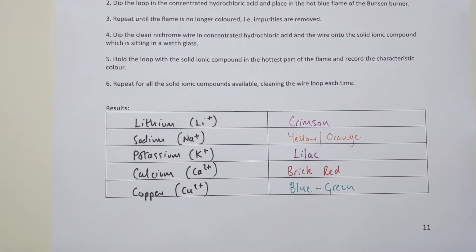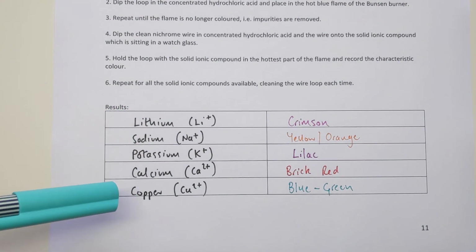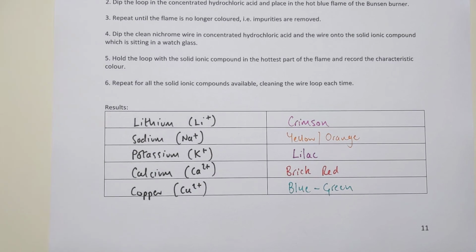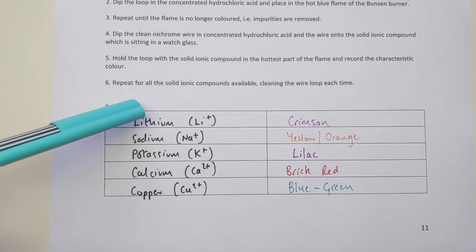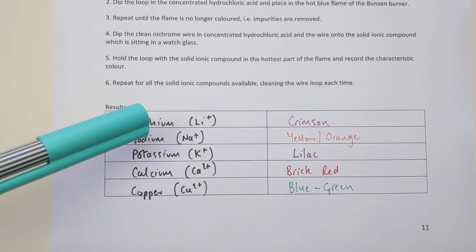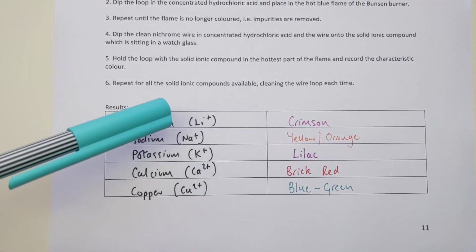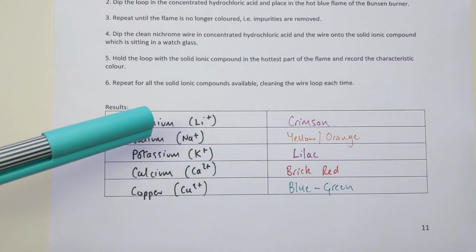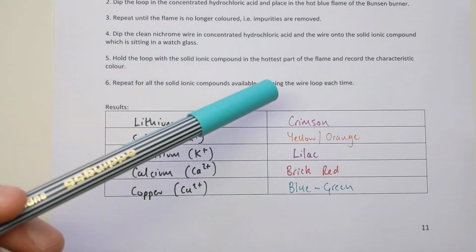You're meant to know lithium, sodium, potassium, calcium, copper. They're all metals. But just being careful, remember we're not looking at individual metals like the elements. These are these elements within compounds. So we're talking about the lithium cation, the sodium cation, potassium cation, calcium and copper cations. Lithium's got a crimson colour. It's kind of like a pinky striking red colour. Sodium is yellow or orange.